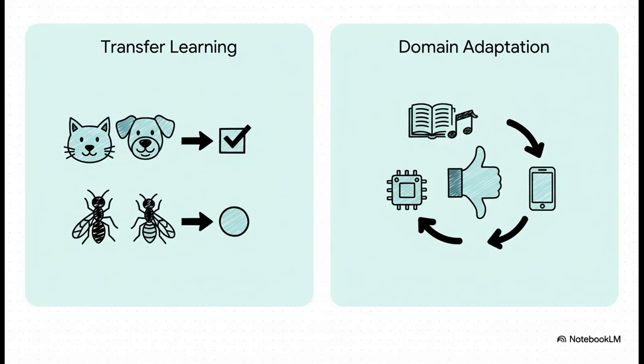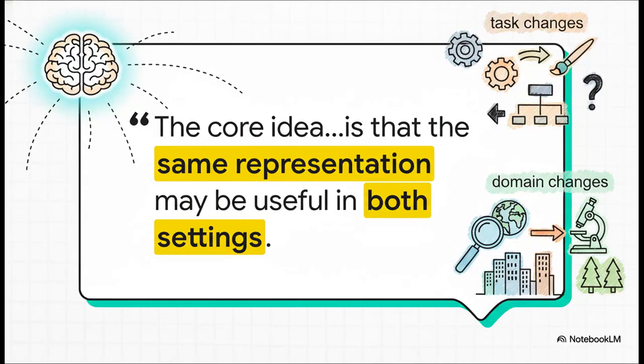Here it is, plain and simple. You use transfer learning when the task itself is fundamentally different, like going from classifying cats and dogs to classifying ants and wasps. And you use domain adaptation when the task is the same, but the input domain is what changes, like our sentiment analyzer moving from media to electronics. It all boils down to whether the fundamental goal has changed. And this quote from our source material just nails it. It gets right to the heart of the matter.